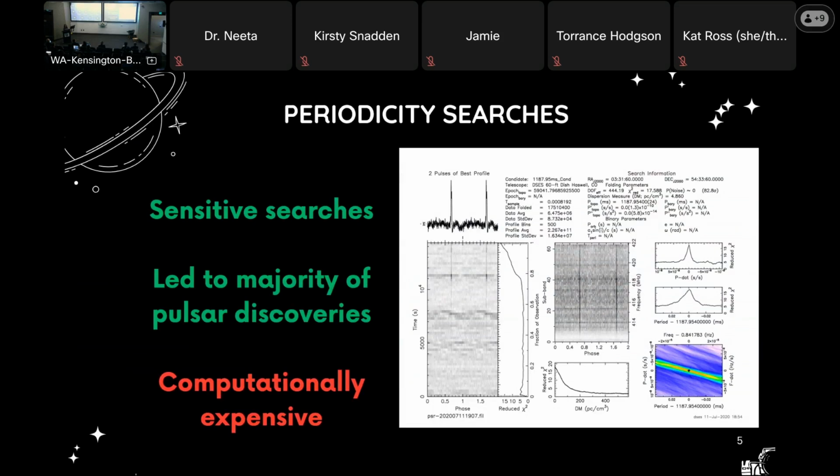As Sylvia also pointed out, up until now, and I think going forward, a lot of the new pulsars will eventually be discovered with periodicity searches, and most of them have been discovered with the Parkes radio telescope using beamformed periodicity searches, especially at gigahertz frequencies. They are really sensitive, and like I said, they led to the majority of pulsar discoveries. However, they are computationally challenging, so they require a lot of computational resources and time to do large field of view periodicity searches to detect these objects.